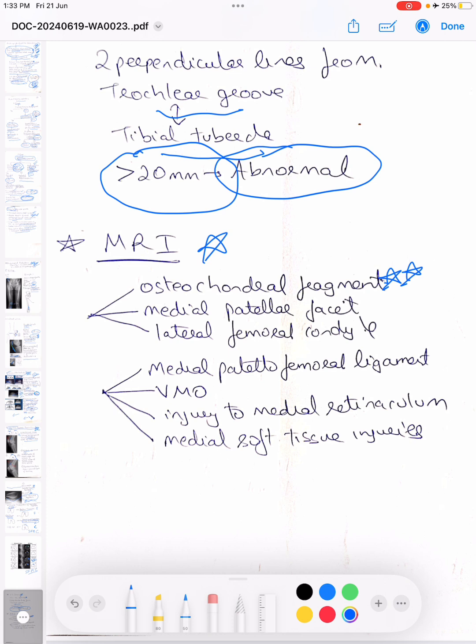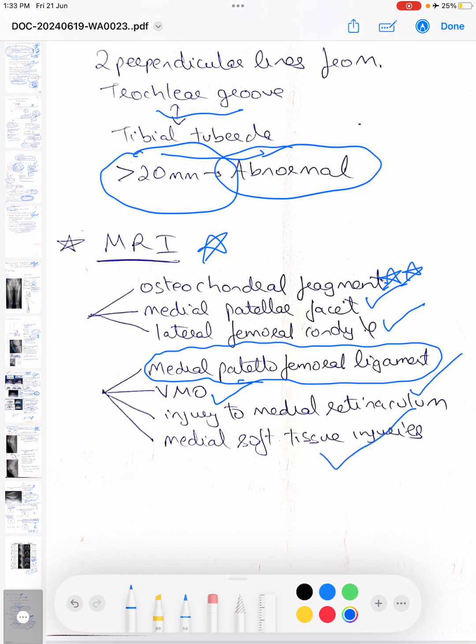To look for medial patellar facet. We need to look for lateral femoral condyle. And additionally, most important, we need to check the medial patellofemoral ligament tear. From which end? How much is the tear? What is the condition of the ligament right now? We can check the VMO and injury to medial retinaculum structure and medial soft tissue injury. So this is why we check for an MRI, right?